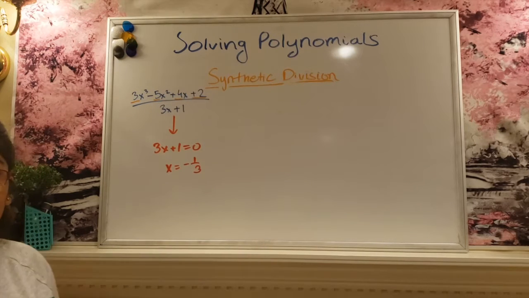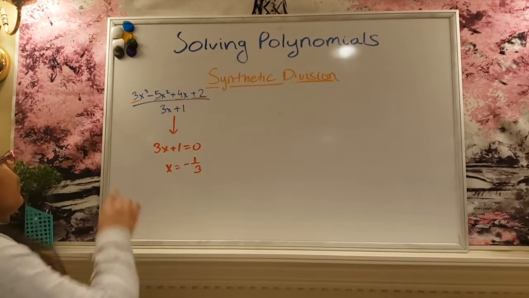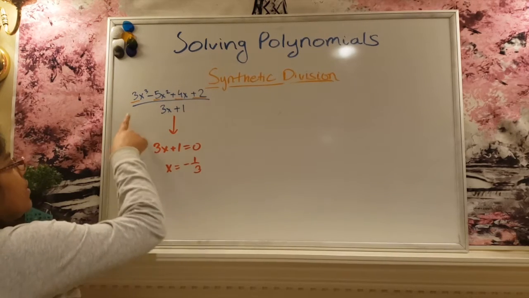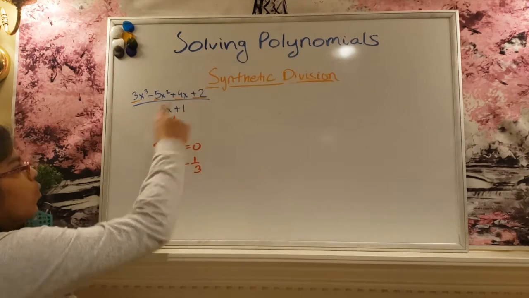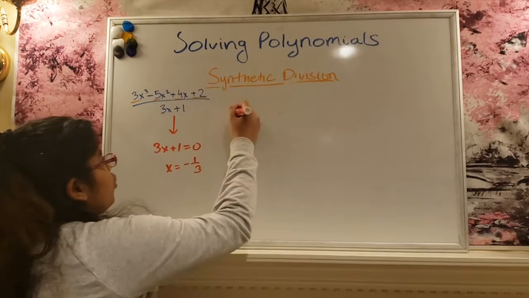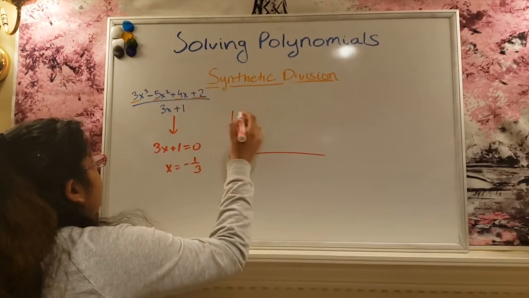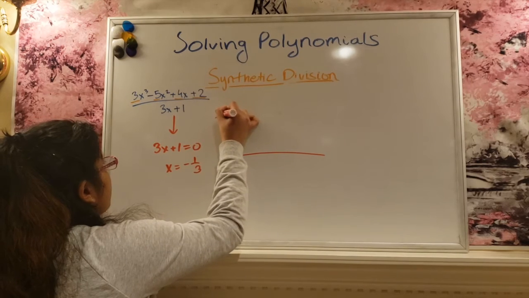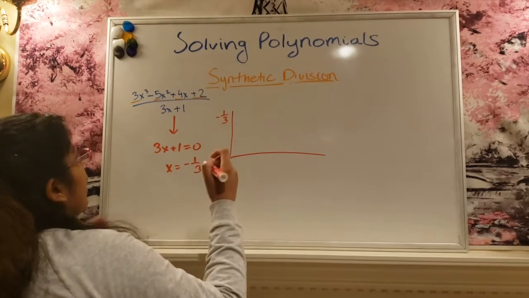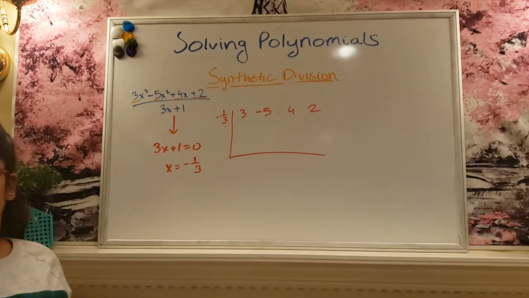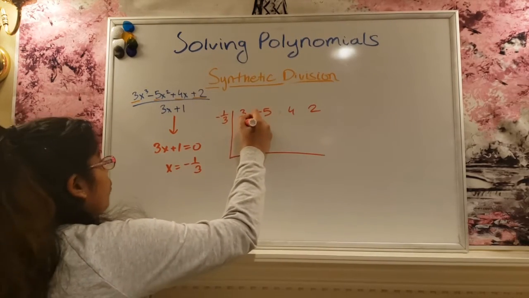Now, when we do synthetic division, we have to use the coefficients of the dividend. These are labeled as 3, negative 5, 4, and 2. So here we're going to make an L shape, and on the outside of this L shape, we are going to put our x-intercept and our coefficients on the inside. Our first step is to bring down the 3.